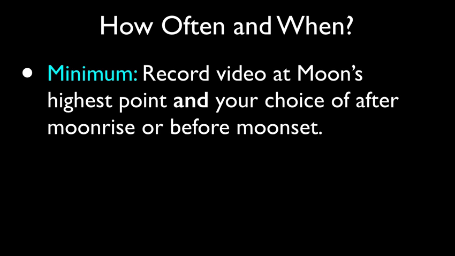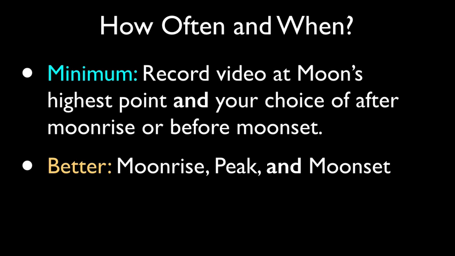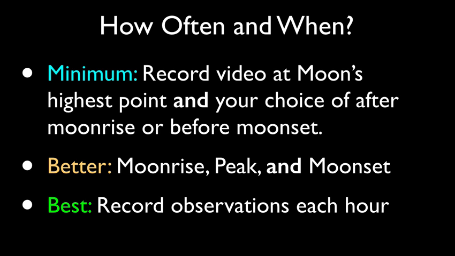How often and when to record the speed? Just as in the video on the speed of the Sun, at a minimum you'll want to record the speed twice, at its peak and your choice of after moonrise or before moonset. Even better will be to bookend the speed at its peak with both moonrise and moonset speed. If you're ambitious and really want to act like a scientist, record the speed once an hour for the entire time the moon is in the sky.